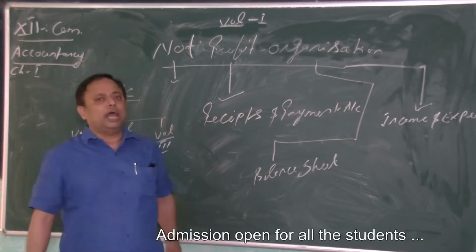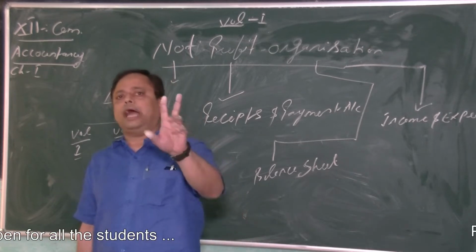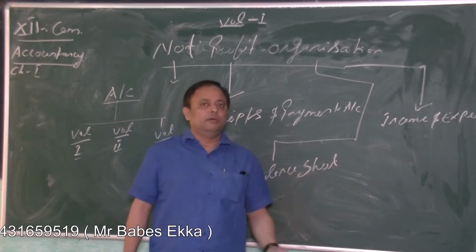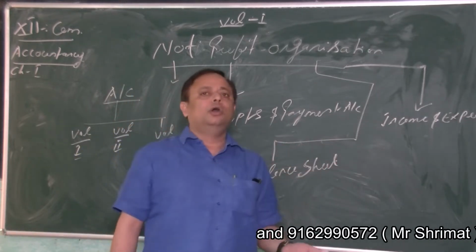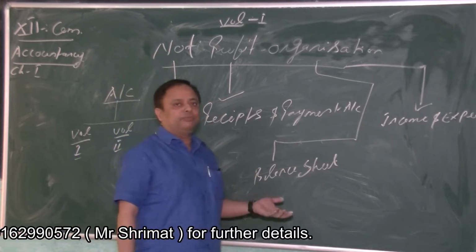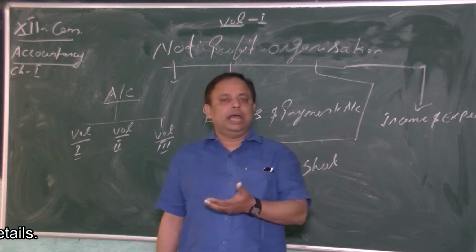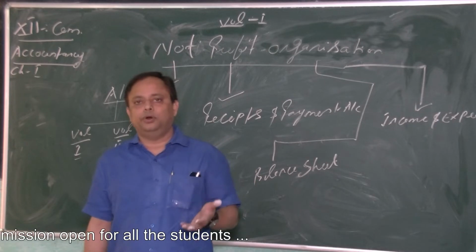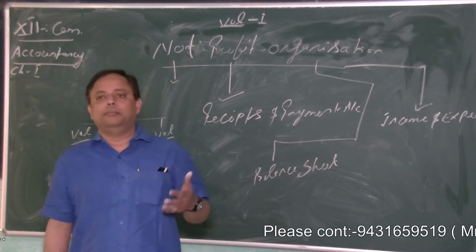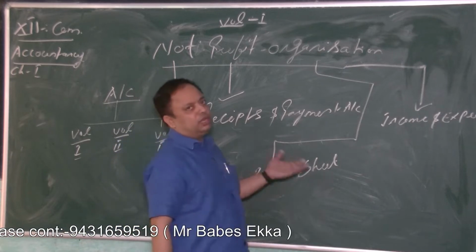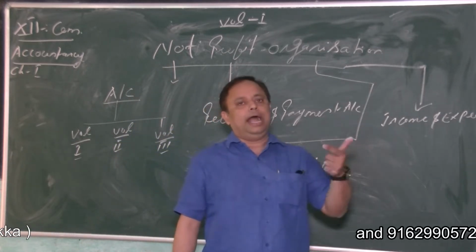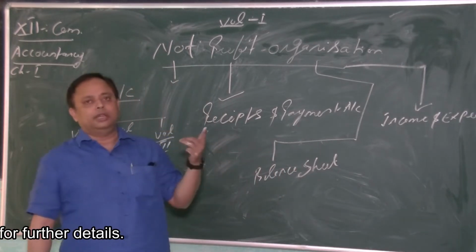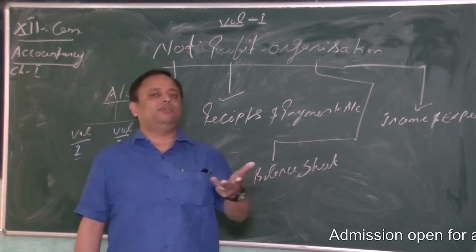All of you know that accounts are divided into 2 types: personal account and impersonal account. Personal accounts are those prepared for a person, for example Ram's account, Mohan's account, Sohan's account. Impersonal accounts are those prepared for non-persons, for example land account, building account, machinery account. Impersonal accounts are also divided into 2 types, real account and nominal account. Personal accounts are divided into 3 types: natural person, artificial person and representative person.